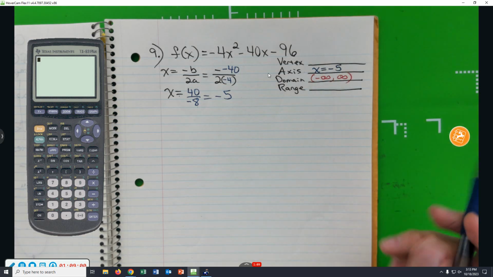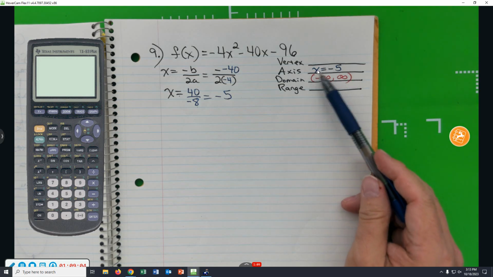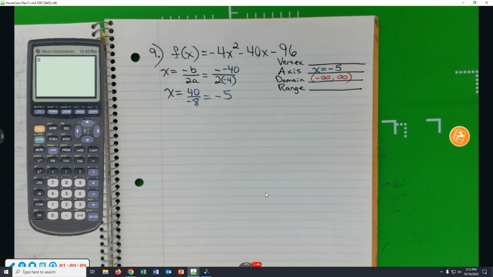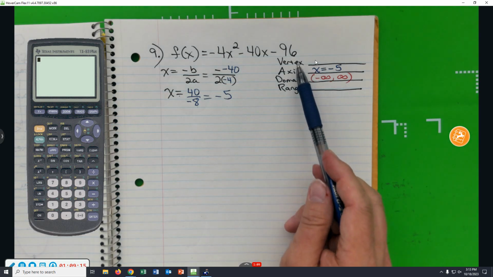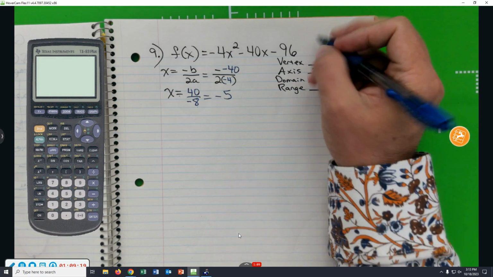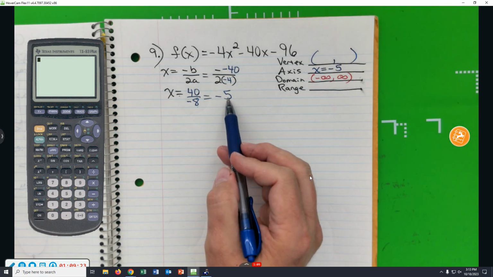X equals negative 5. It's a vertical line. You can't just write negative 5. Negative 5 is a number. X equals makes it into a vertical line. Remember we said vertical lines have an X and no Y in their equation. Now to find the actual vertex, it's an ordered pair. We're going to have to plug in the negative 5.